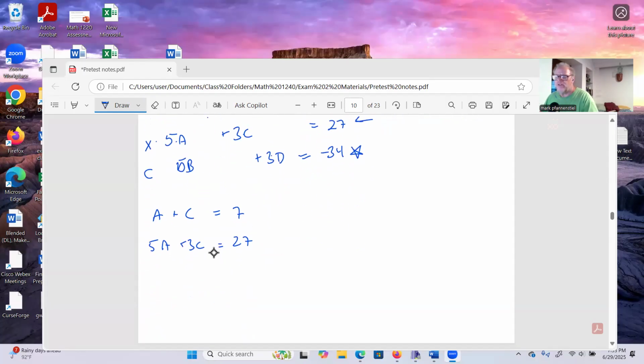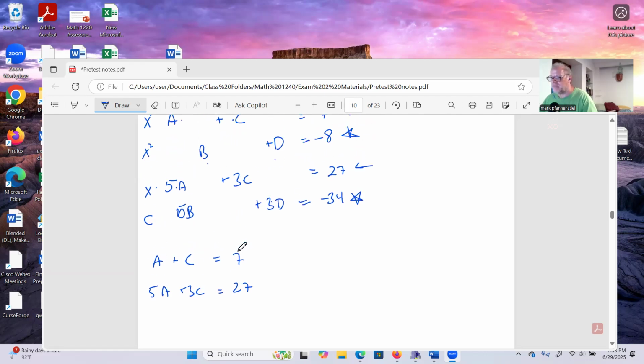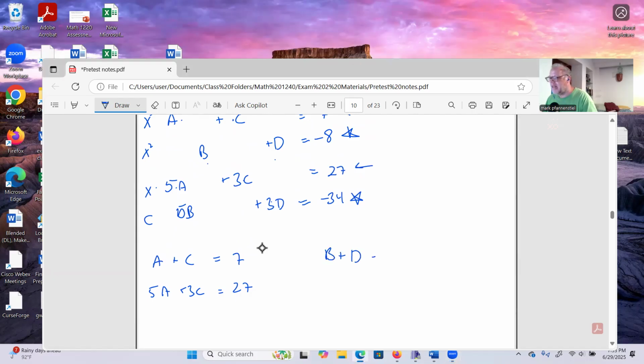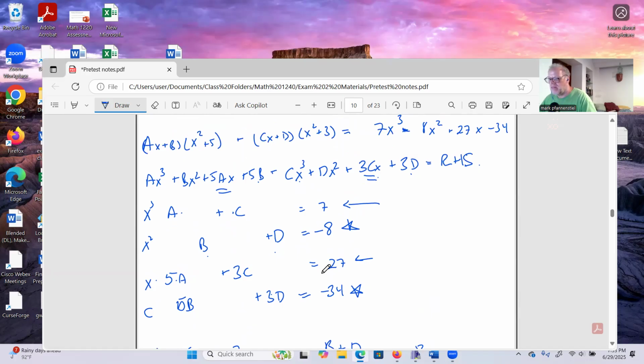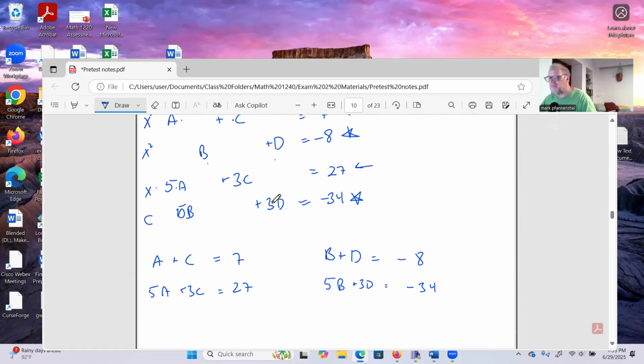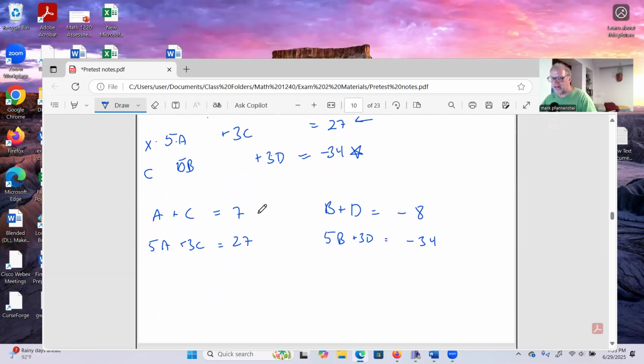Here we go. So we have two equations. We have a plus c is equal to 7, 5a plus 3c is equal to 27. We also have that b plus d is equal to -8, and we have that 5b plus 3d is equal to -34. Okay, and it's just pulling the two equations off from my big system, recognizing that A and C have nothing to do with B and D. So I could pull this together and say, okay, we've really got two sets, the two equations, two unknowns, rather than one giant set of four equations, four unknowns.